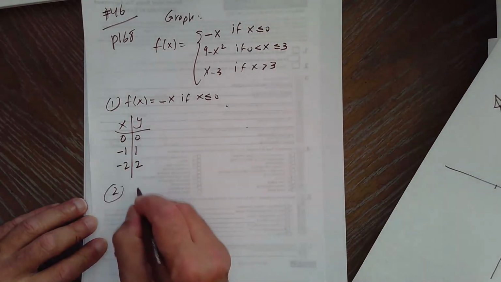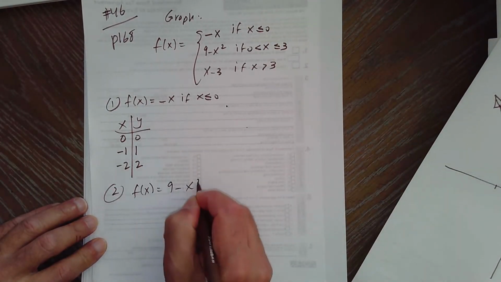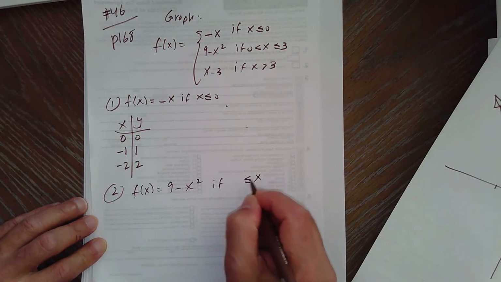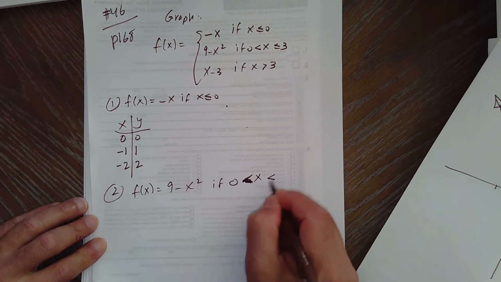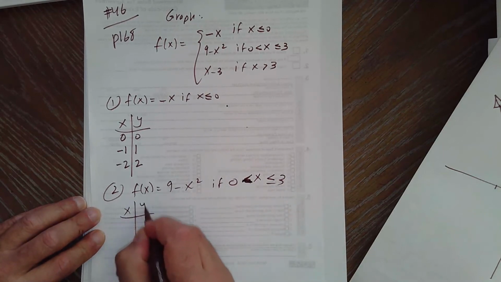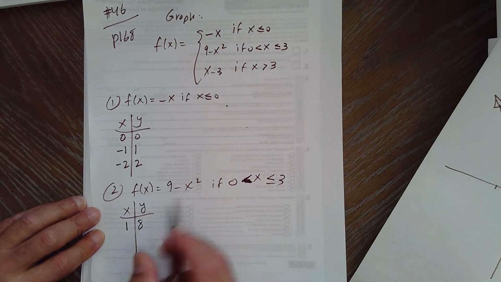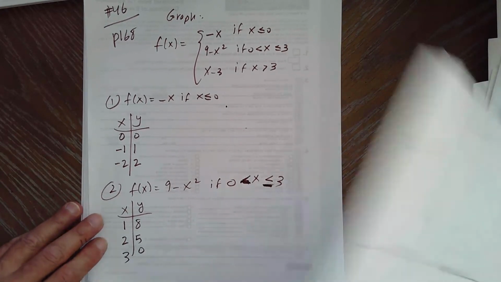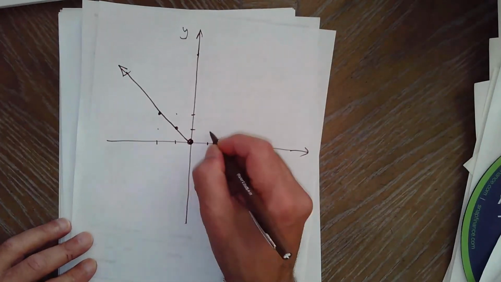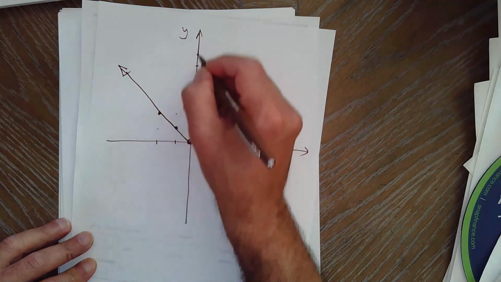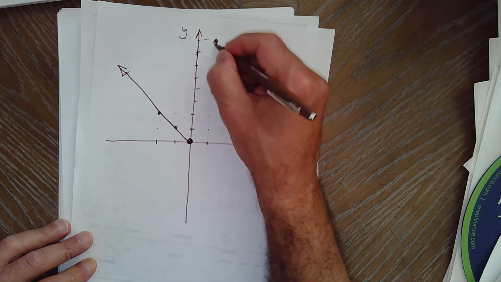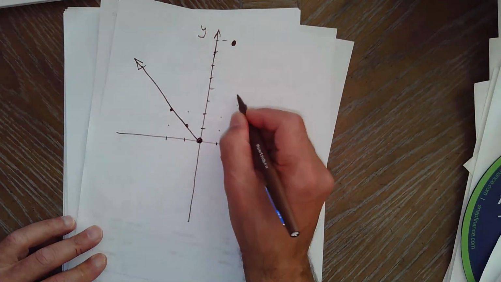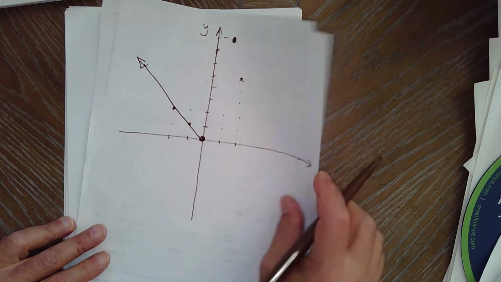Then the second one, f of x is 9 minus x squared if x is greater than 0, not including 0, and less than or equal to 3. So we cannot pick 0 here, we can pick 1. 9 minus 1 is 8, pick 2. 9 minus 4 is 5, we can pick 3. 9 minus 9 is 0. So 1, 8. 2, 5. And then 3, 0.